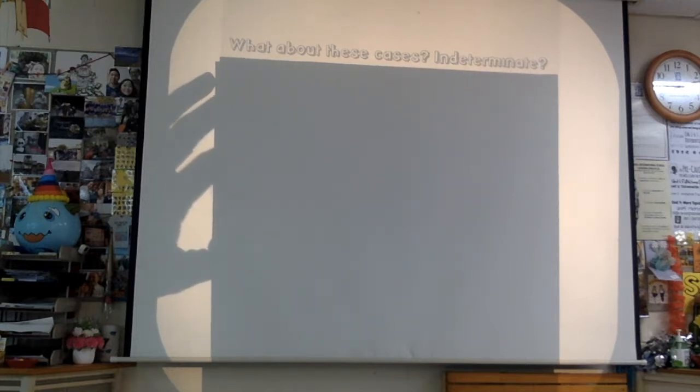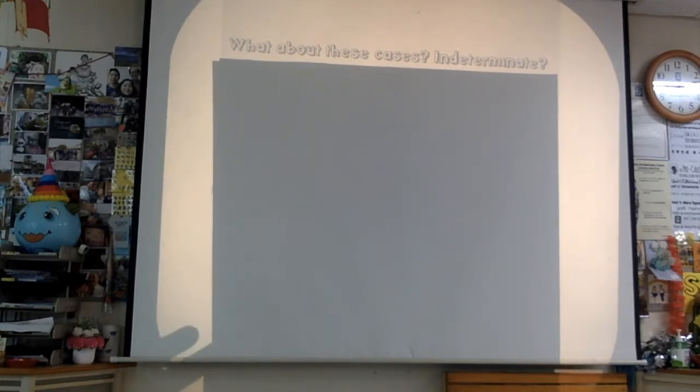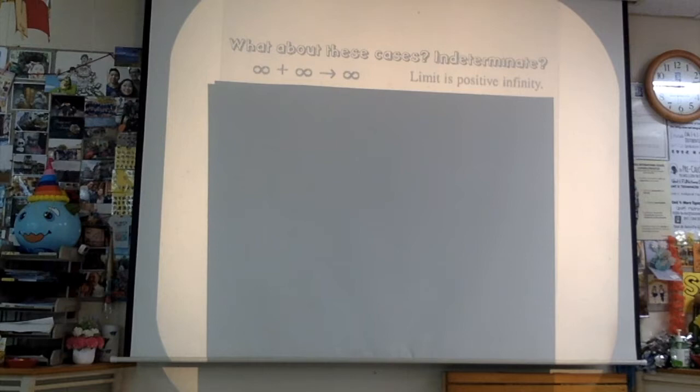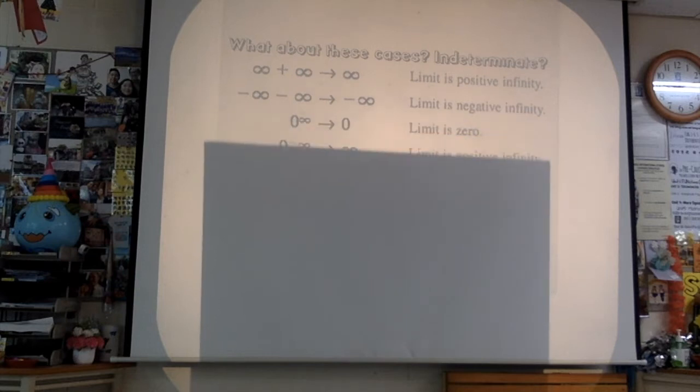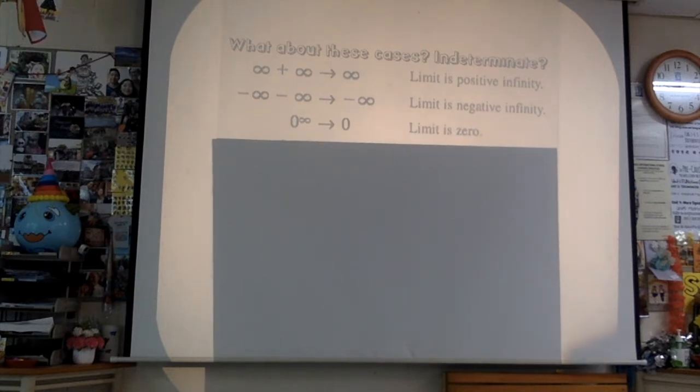What about these cases, okay? Are they indeterminate, or do they have some sort of value? Positive infinity plus positive infinity goes to positive infinity. That's common sense, right? Because you're adding more and more infinity. How about here? Negative infinity minus infinity. It's going to become more and more negative, okay? So the limit is negative infinity. How about 0 to infinity? That's going to be 0, right? Because you keep on powering 0. It's going to be 0.